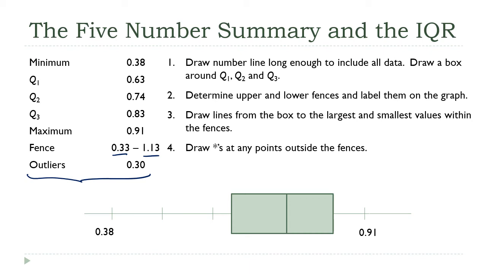Now the last thing I'm going to do is draw little stars, little asterisks, at any point outside of the fences. Those are my outliers. Another way to say this is put asterisks at outliers. In this case, we only have the one, 0.3, and there you go. That is almost my box plot. I've got to clean up, because I said I was going to take out my little guidelines there.